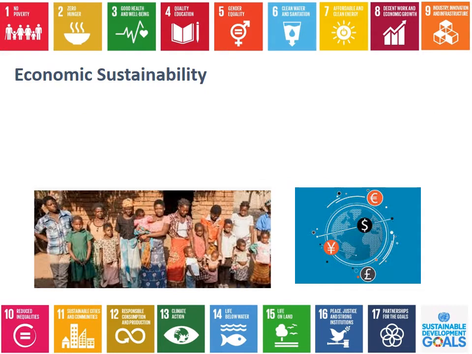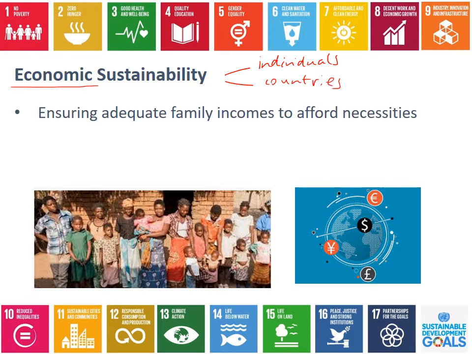All right, so we've introduced these kind of three pillars, the economic, social, and environmental. Today we're focusing on the economic sustainability, okay? And this could be kind of broken down, I guess, into looking at individuals and looking at entire countries. So at the individual level, economic sustainability means that there is adequate family incomes to afford necessities, okay?